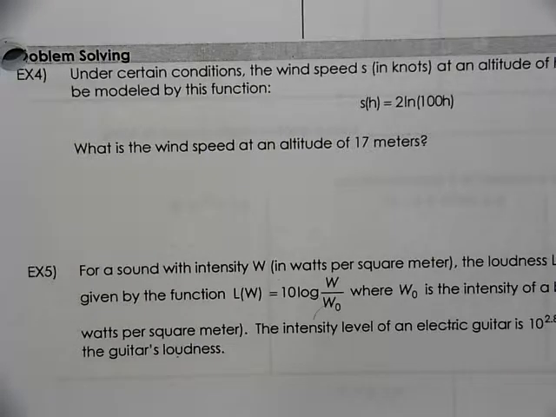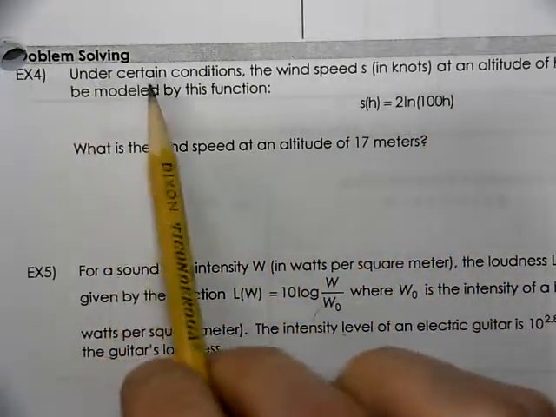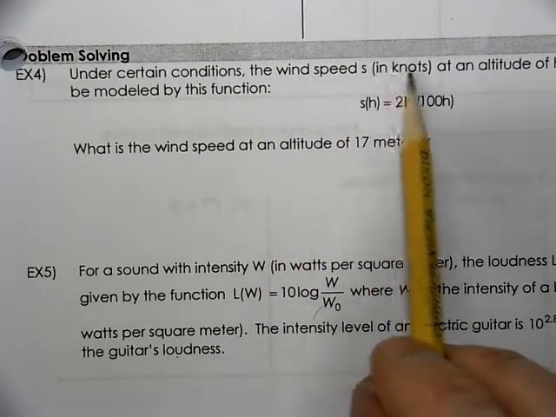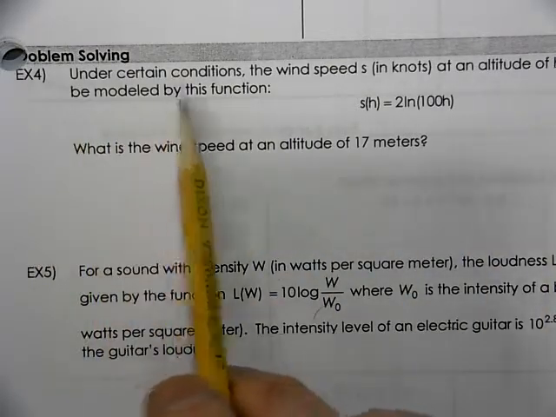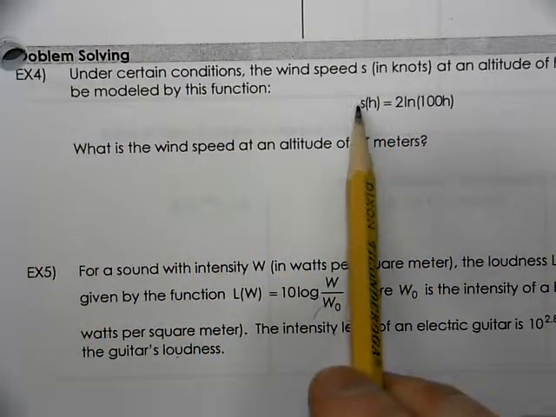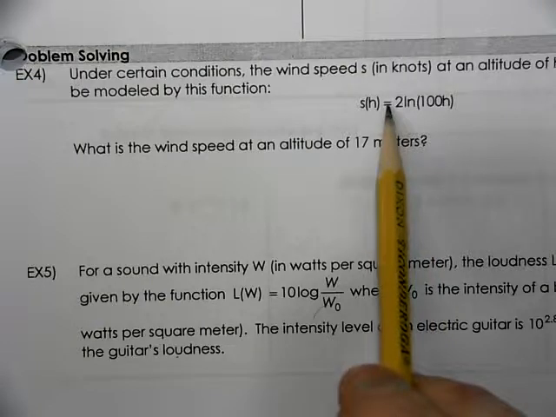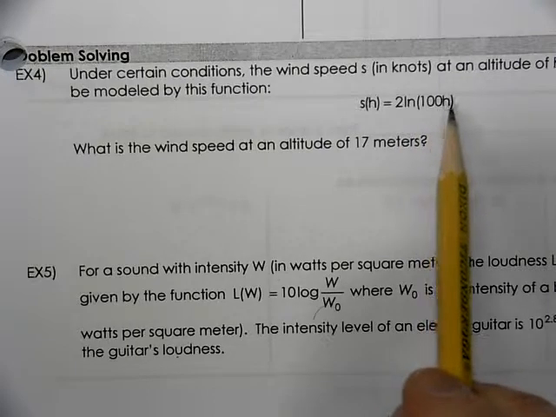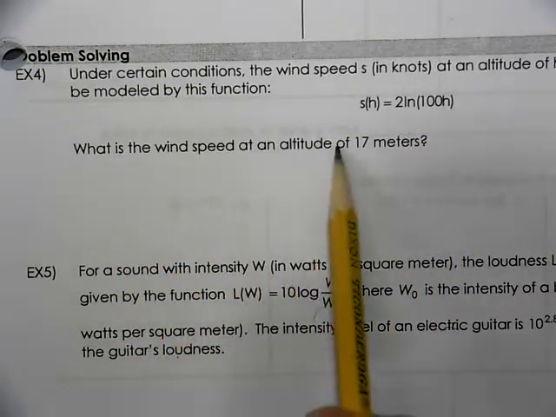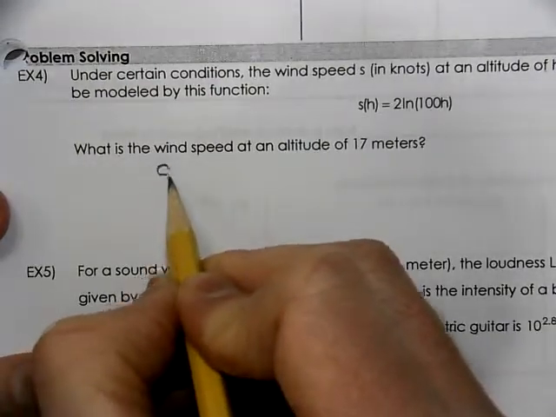Now we're going to use this formula to help us answer this question. Under certain conditions, the wind speed, which is in knots, at an altitude of h meters above a grassy plain, can be modeled by this function. So here's our wind speed in terms of our height is equal to this equation. Twice the natural log of 100 times the height. What is the wind speed at an altitude of 17 meters?